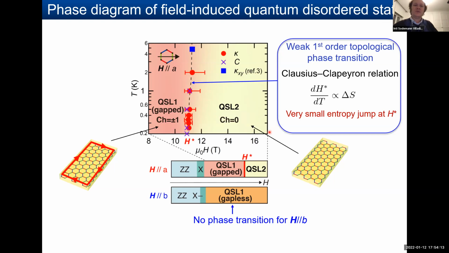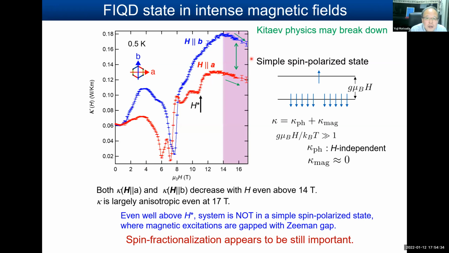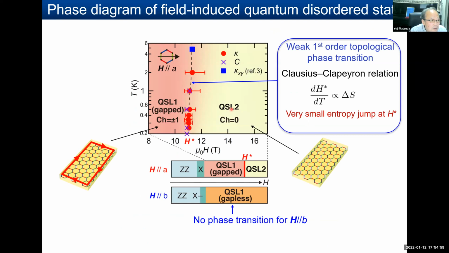But why do you say that this phase that you call QSL2 is a spin liquid, Yuji? Just to follow up on these questions, along the A axis, with zero Chern number, what is telling you that it's a spin liquid? I call this a spin liquid just because, as I mentioned, this is not a simple spin polarized state. And spin fractionalization is still important because of the large anisotropy of the specific heat and the large anisotropy of the thermal conductivity along the A axis and the B axis. This is why we call this state a quantum spin liquid state. But if you don't like it, we can call it some kind of paramagnetic state.